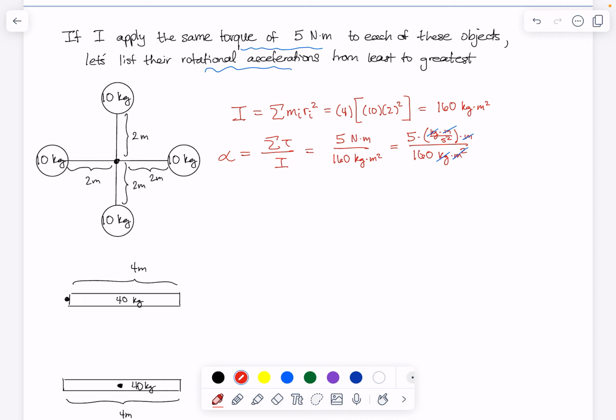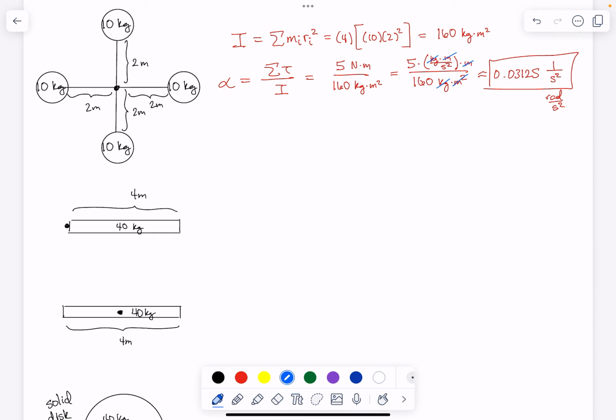All right, let me get the number here. 5 over 160. So this would be 0.03125. We might say this is inverse second squared, or you could also say radians per second squared, because remember, radians don't actually exist. They're a ghost unit, right? So depending on what videos you're watching, what professors you're learning from, they might use them interchangeably.